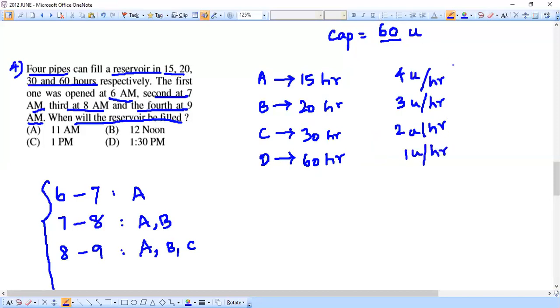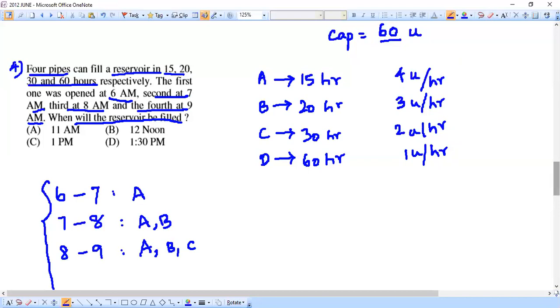Now we have all the 4 pipes' capacity, or rather, all the 4 pipes' efficiency. So you have to say it as efficiency. As we guessed, A's efficiency is the highest. Next to A we have B's efficiency, then C's efficiency, and D is the last one. That is, D is less efficient compared to all the other 3 pipes. Okay, fine. Now our task is very easy.